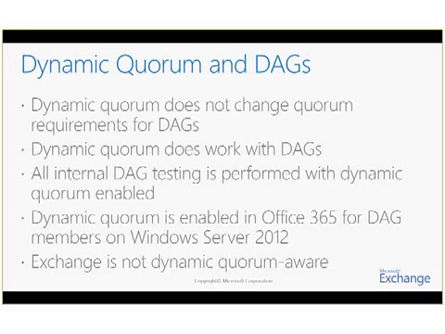We do all of our internal testing for Exchange 2013 with dynamic quorum enabled, and it is enabled in Office 365 for all of our DAG members that are running on Windows Server 2012. But Exchange is not dynamic quorum aware. So it doesn't change the way Exchange operates. It doesn't change the way that you would manage the quorum model, and it doesn't really put any administrative burden on you if you just leave it turned on and functioning.